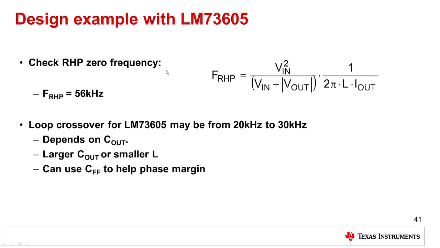Let's check the right half plane zero frequency. For the conditions that we stated in this example, the right half plane frequency is about 56 kilohertz. So we want to make sure that the loop crossover for the LM73605 is somewhere between 20 and 30 kilohertz. This particular device has internal compensation, so there's not a whole lot we can do. Probably the best thing we can do is make sure we use a large enough output capacitor so that the bandwidth is somewhat reduced. In some cases, we can also use a feed-forward capacitor, as I mentioned earlier.